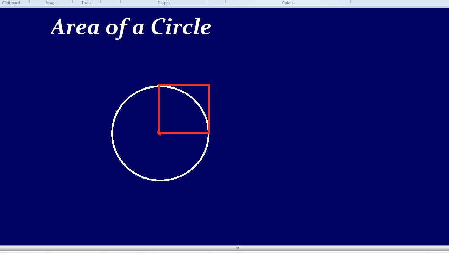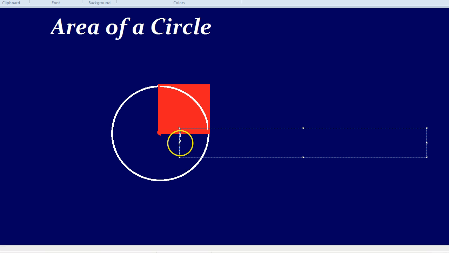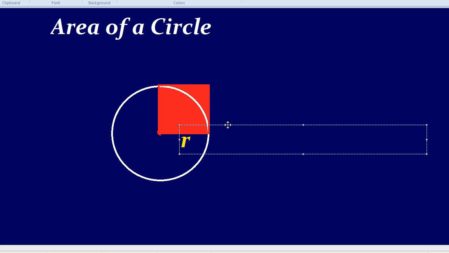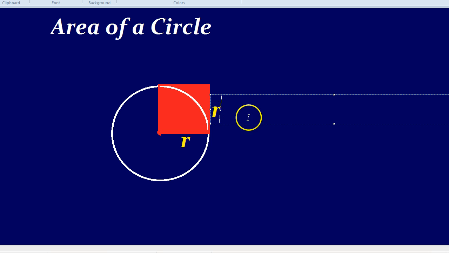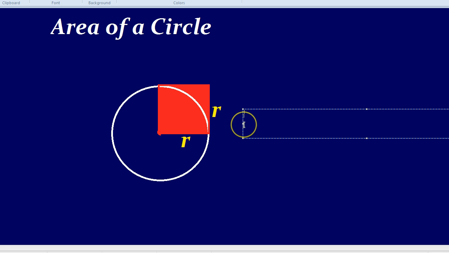And here's a question for you. What would be the area of that square? The area of that square, if you had a radius, let's call the radius r. Then the area of that square would be r times r, and that would be r squared. Now, I know you're probably wondering, what on earth has making a square in the middle of nowhere, how is that going to help us find the area of a circle?